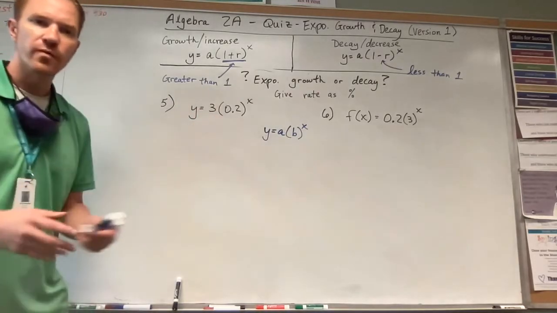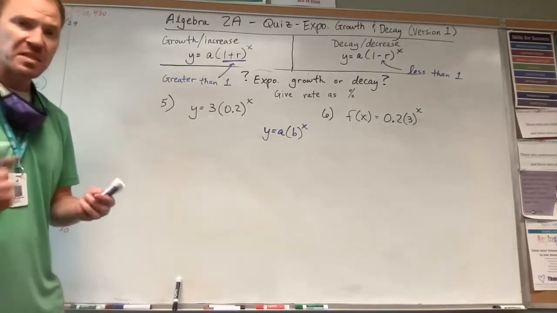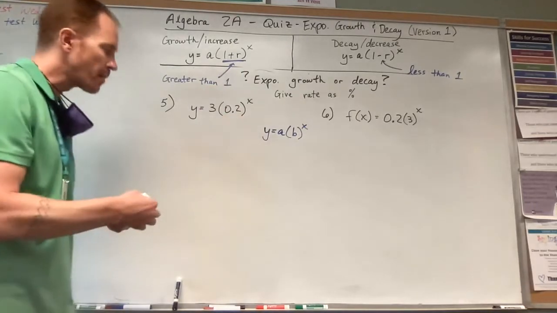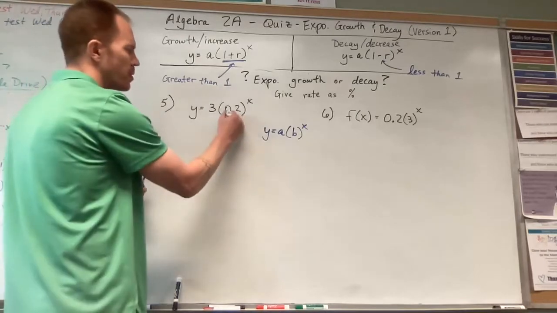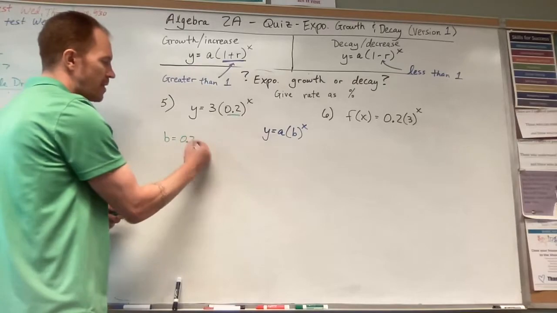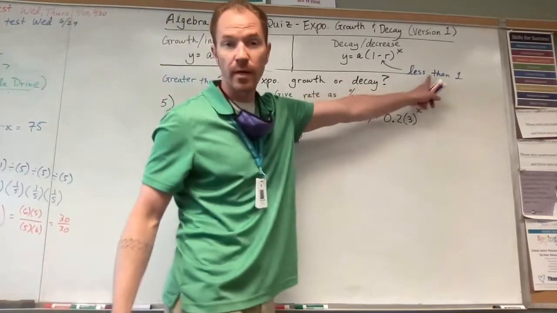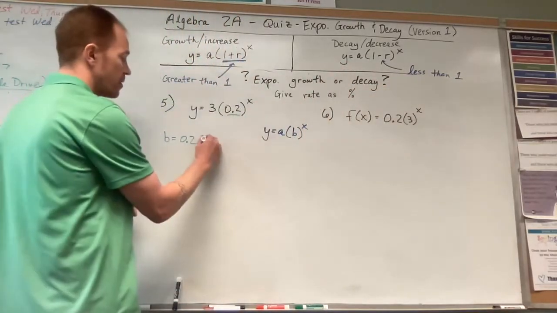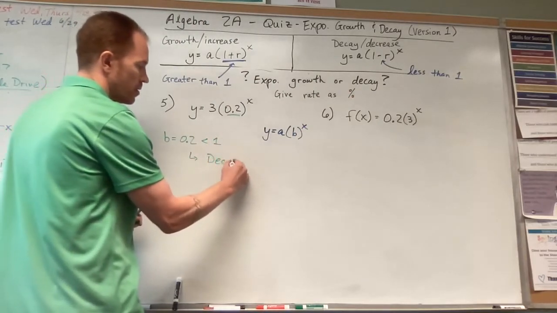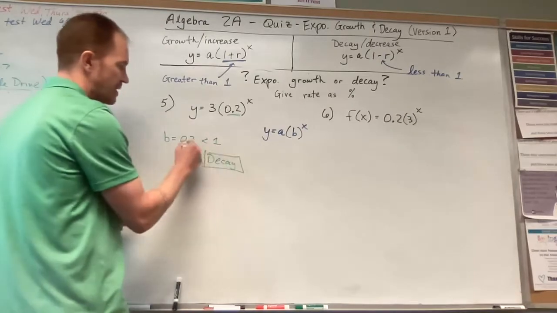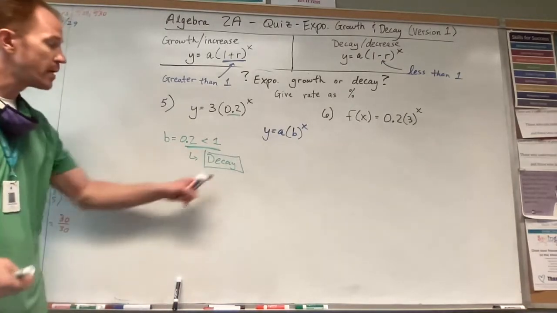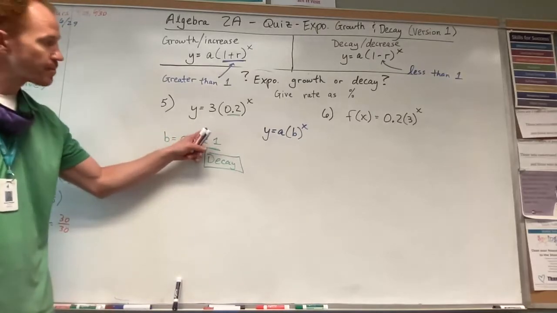So looking at number 5, I'm not worried about the 3. The 3 is the initial value. 3 represents a. That doesn't tell me if it's growth or decay. I'm looking at b. So here b is equal to 0.2, and that is less than 1. So I go, okay, this represents decay, because our common multiplier, b, is less than 1.